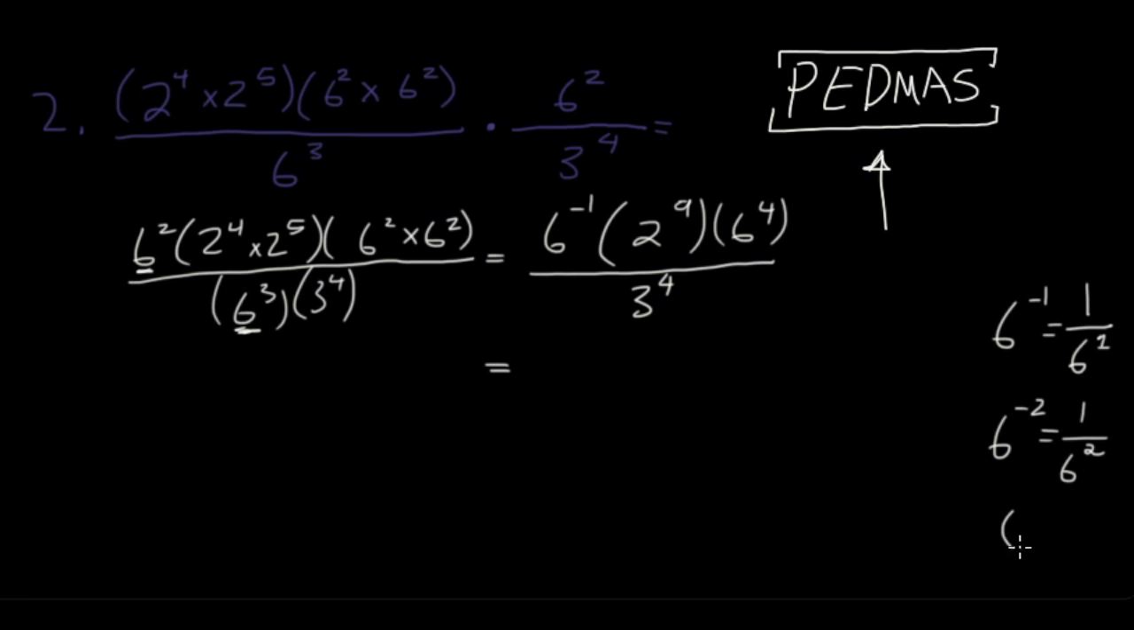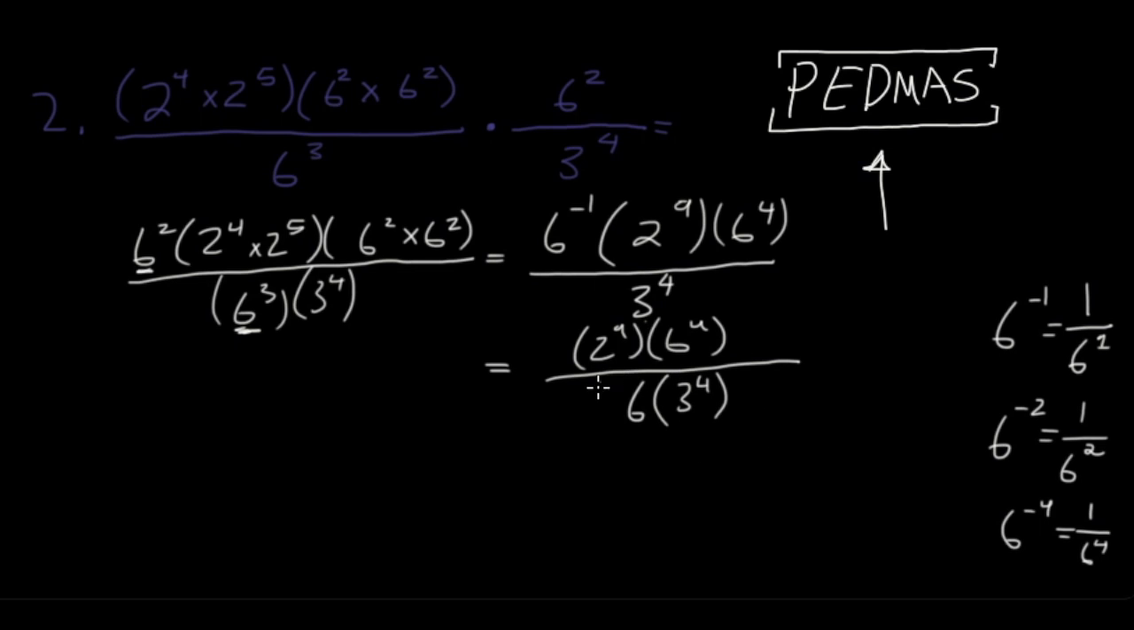6 squared. Or if it was 6 to the power of negative 4, that would be equal to 1 over 6 to the power of 4. Easy enough. So here, when I have 6 to the negative 1, and I want to get rid of the negative sign, it simply moves to the denominator. So here I'm left with 2 to the power of 9 times 6 to the power of 4. And in the denominator, we have 6 to the power of 1, which is simply 6, times 3 to the power of 4. Now I think we understand it so far.